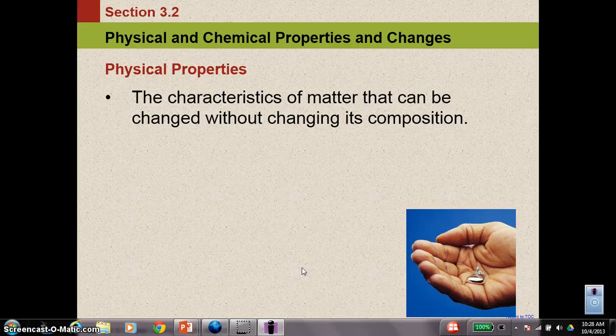We're going to talk about physical and chemical properties and changes in section 3.2. Physical properties are the characteristics of matter that can be changed without changing the composition. And we saw this in lab with the gallium. And this is an example of gallium in the hand here, how it was solid, but if you warmed it up just a little bit higher than room temperature, it became liquid. So that is a characteristic that can be changed, but it does not change the composition. It was still gallium, whether we heated it up or not.